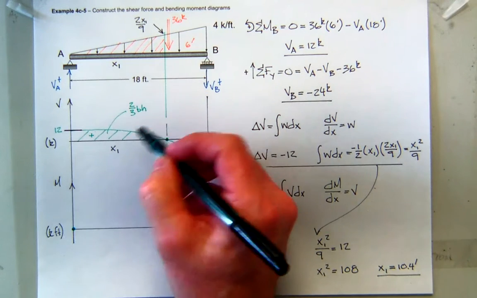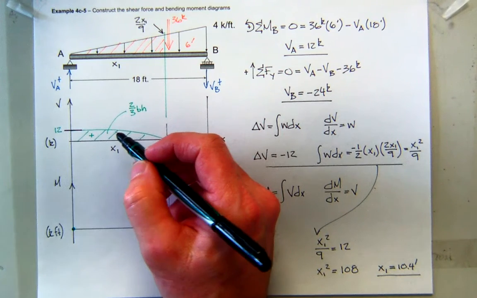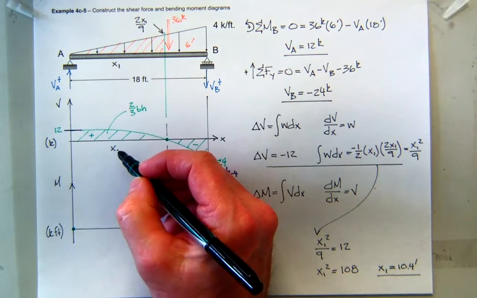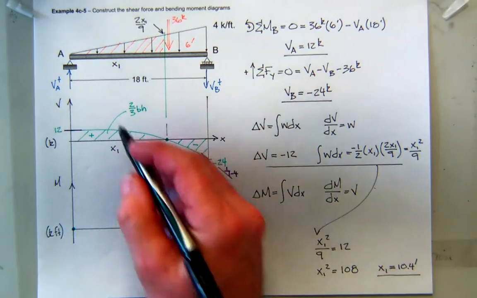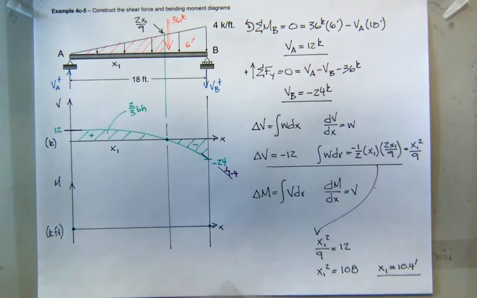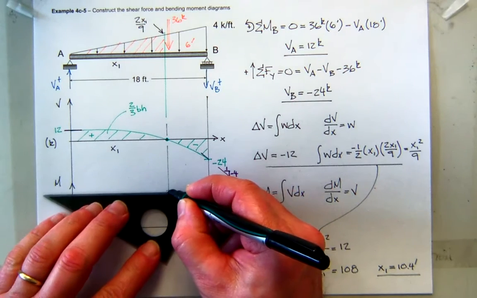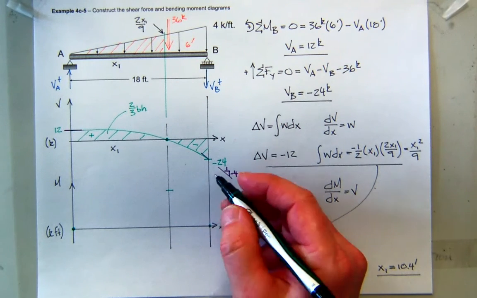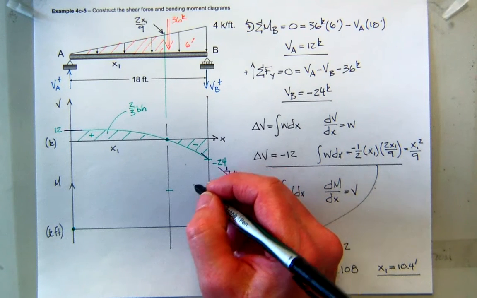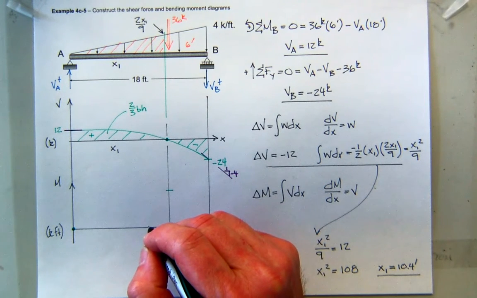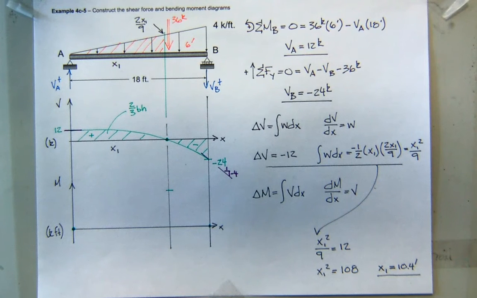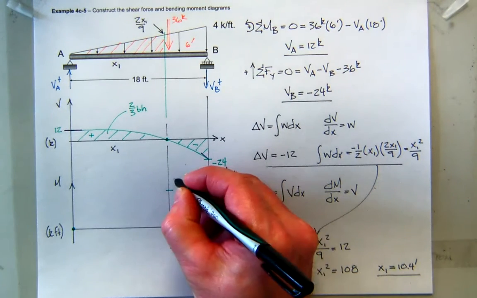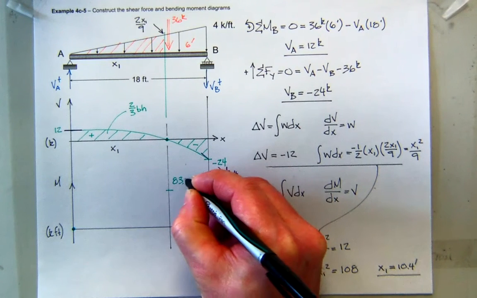You may or may not remember this relationship, but if you did, then what would be that area? It'd be 2/3 base, x1, which is 10.4, times height, which is 12. So 2/3 times 12 times 10.4. I got 83.2. That sounds reasonable. Anybody else get that? 83.2.